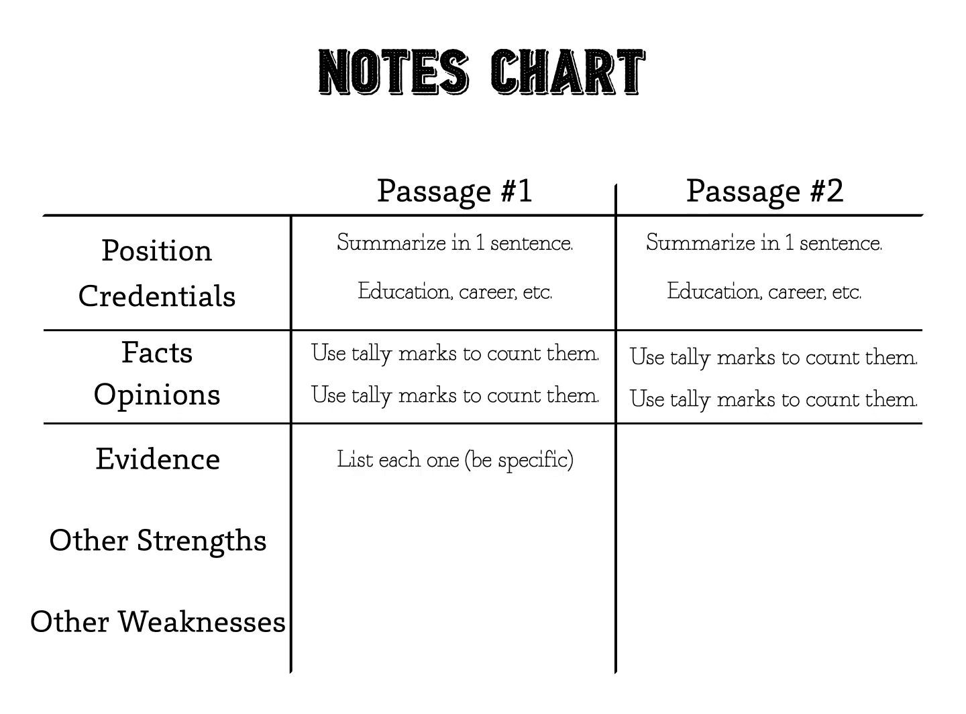For the evidence, you could just do little tally marks, but what would be a lot more helpful when you're writing is to list each one and be specific. So this person as a piece of evidence uses this statistic, or they use this story of something personally that they experienced, which someone could actually verify happened.